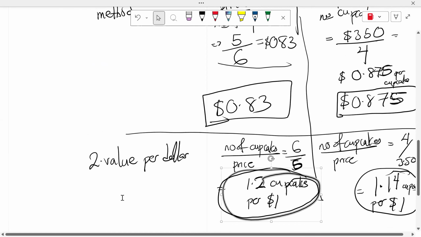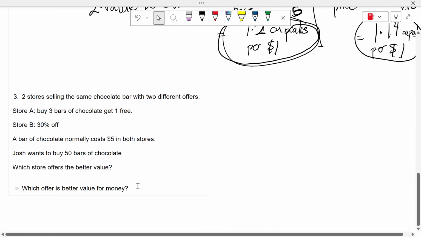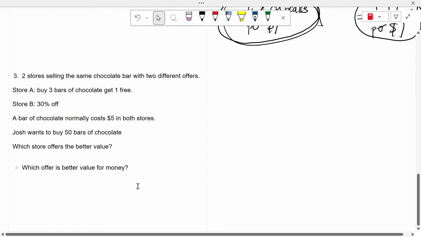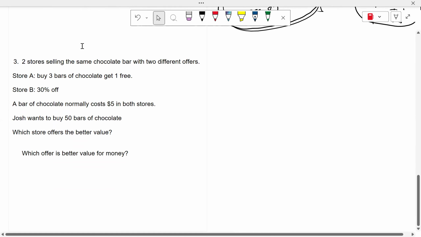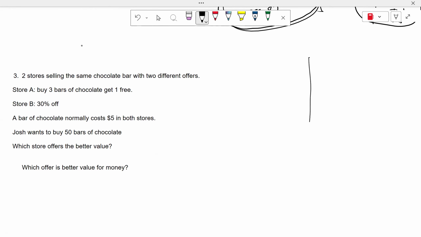Let's quickly go to the third question. Now, this one is a bit tricky. We have two stores selling the same chocolate bar with two different offers.